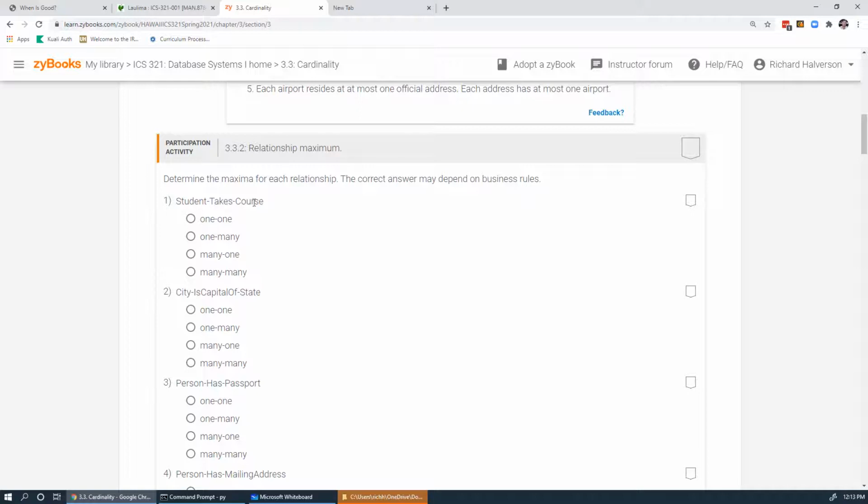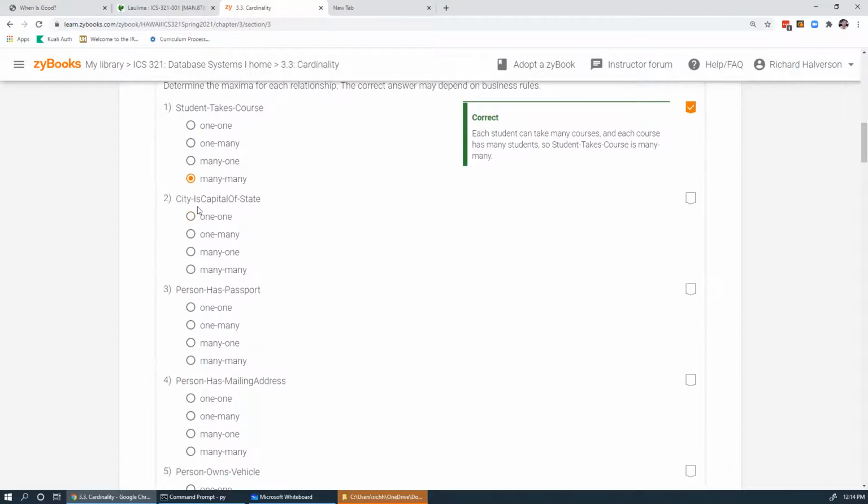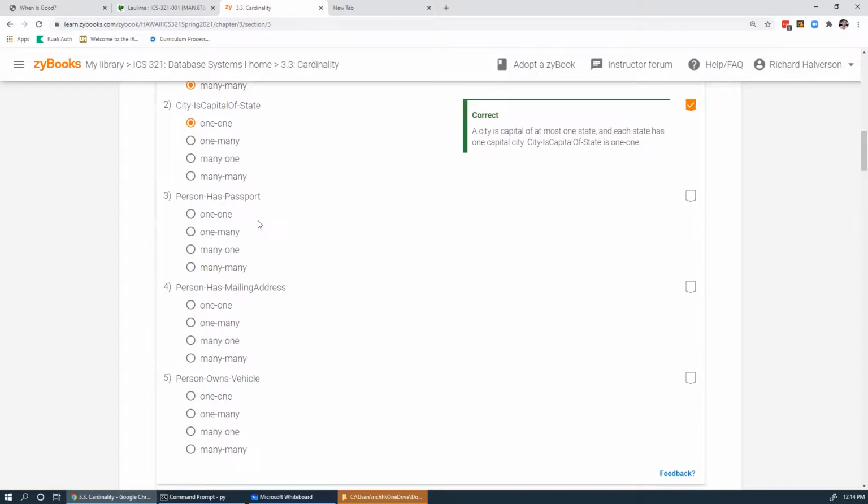So if a student takes course, that would be one to many. No, many to many. Sorry, many to many, because a student takes many courses, and a course can have many students. City is capital of state. 1-to-1? Yes. Person has passport.